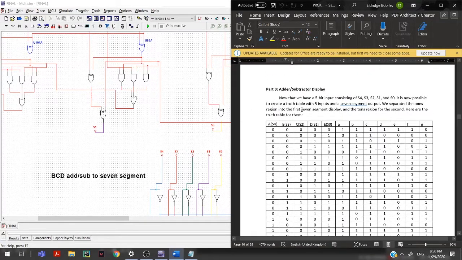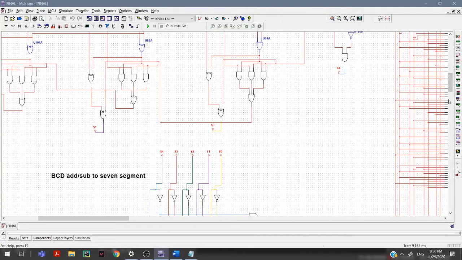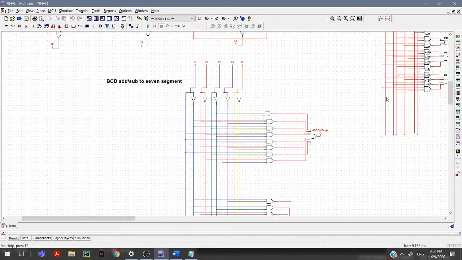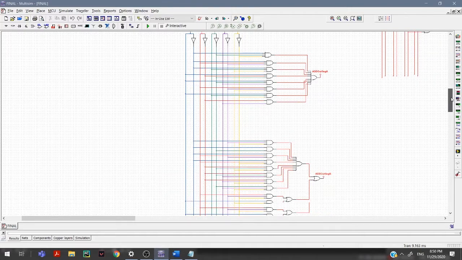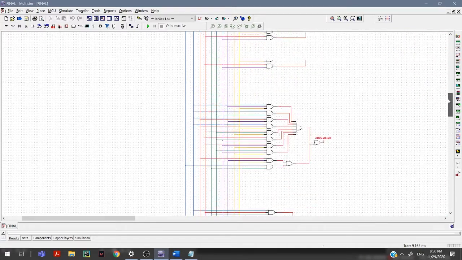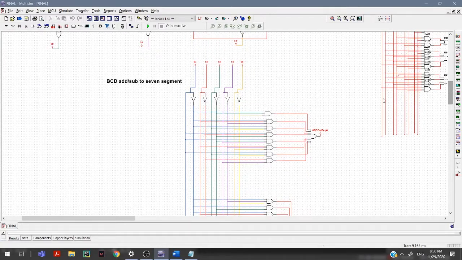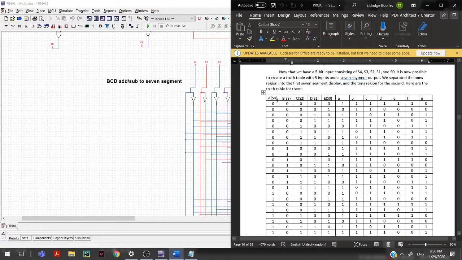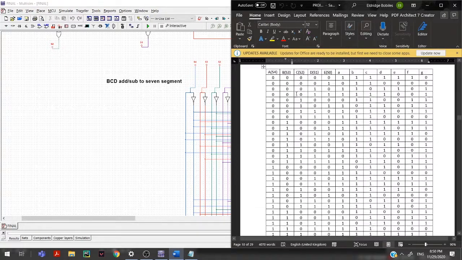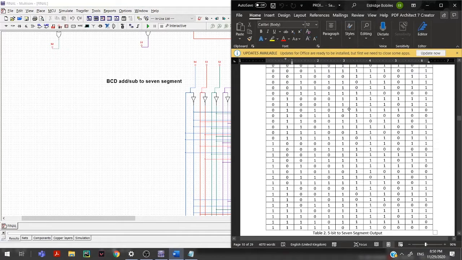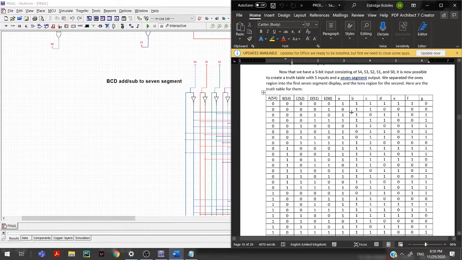Now, we have the adder-subtractor display, or the BCD add-sub to 7 segment. This is the circuit for the BCD add-sub to 7 segment. It's kind of long. Okay, let's look at them quickly one by one. This is the truth table for the 5-bit input from S4 to S0. So we have 0 up to 31, and these are the respective outputs for our 7 segment.